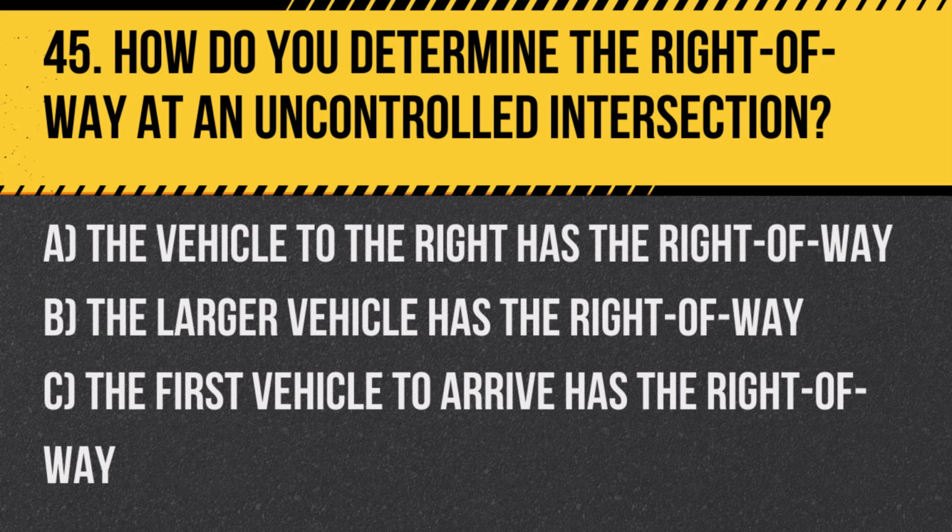Question 45. How do you determine the right-of-way at an uncontrolled intersection? A. The vehicle to the right has the right-of-way. B. The larger vehicle has the right-of-way. C. The first vehicle to arrive has the right-of-way. Answer: A. The vehicle to the right has the right-of-way. This rule helps prevent confusion and accidents at intersections without signs or signals.